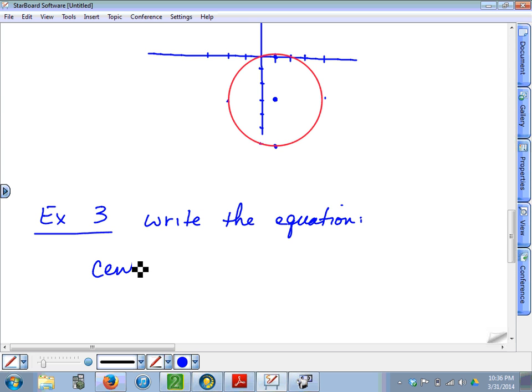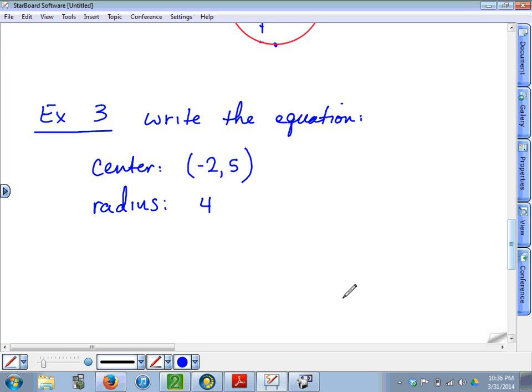So using the fact that the center of the circle is -2, 5, and that the radius is 4, let's make an equation here. Now the equation is going to be (x minus h) squared plus (y minus k) squared equals the radius squared. Now radius squared, that's going to be pretty easy. Radius 4 squared is just 16, so we know it's going to equal 16.